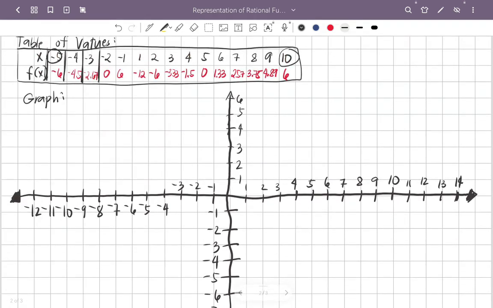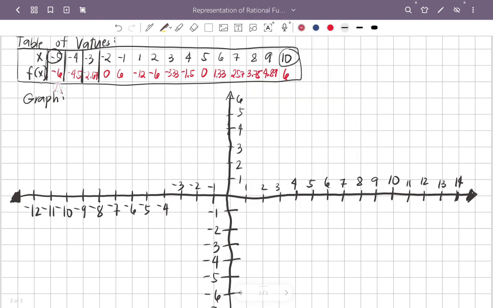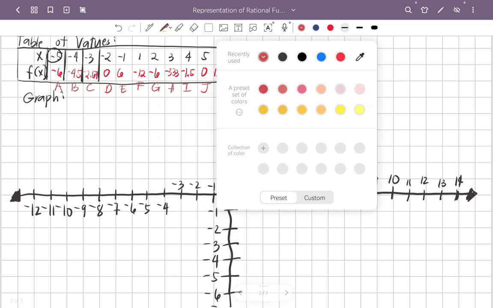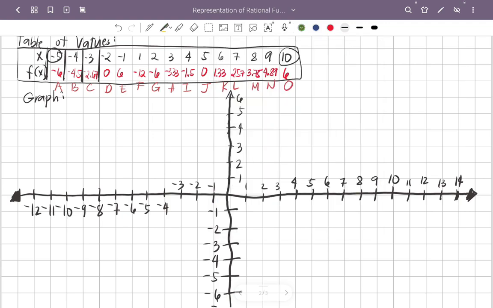Okay, now let's plot the first one. Let's label it first. Label sa ta para dili maglibog. Okay, this is A, B, C, D, E, F, G, H, I, J, K, L, M, N, and O. Okay, let's plot first si A. Si A sa itong unang i-plot. Okay, let's use a different color. Kanang maklaro. Let's go with green.